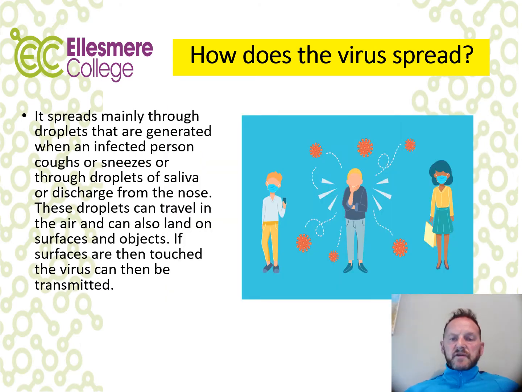So how does the virus spread? Well, it spreads mainly through droplets that are generated when an infected person coughs or sneezes, or through droplets of saliva or discharge from the nose. So these droplets, when someone sneezes, can float in the atmosphere and obviously can be breathed in. The droplets can also travel in the air and can also land on surfaces and objects. And if surfaces are then touched, the virus can then be transmitted.